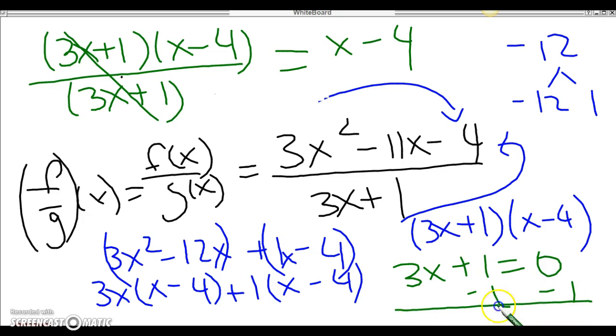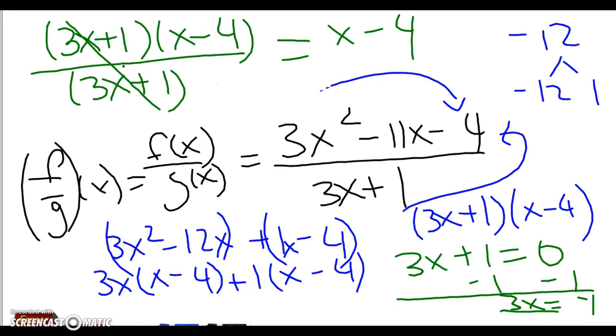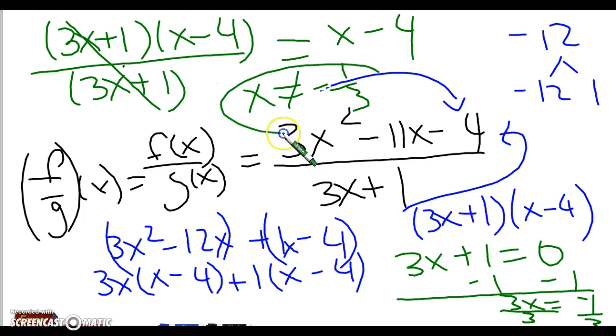Subtract 1 on both sides. I get 3x equals negative 1. Divide both sides by 3. And I get x equals negative 1/3. So x cannot equal negative 1/3. So the domain, we're dealing with quadratic and linear, so my domain is all real numbers, except for this when I'm dividing for my quotient function. x cannot equal negative 1/3. I hope this helps.